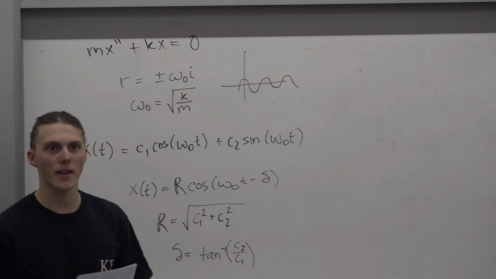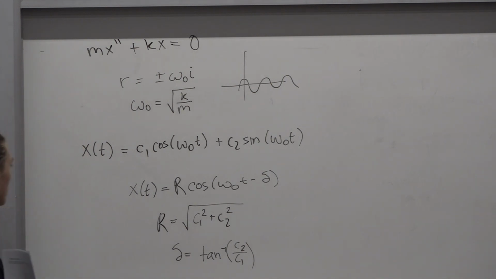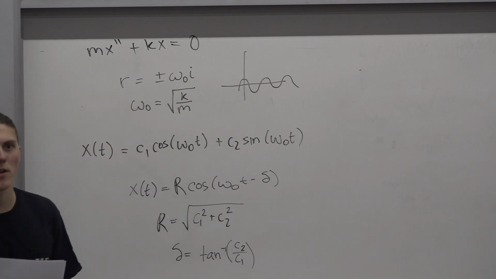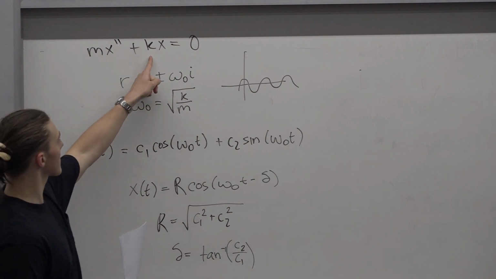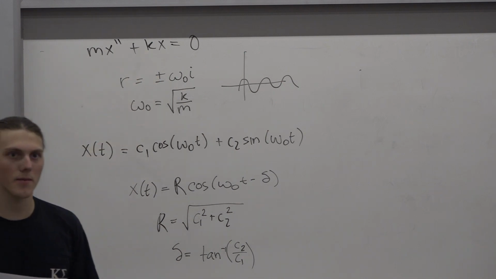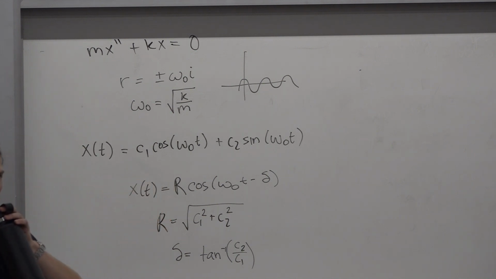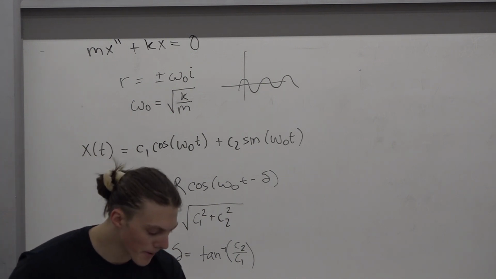Yeah, what's up? For the r equals plus or minus omega naught t, is that the i? What does the i mean? Imaginary. It's a complex number. It's always complex because k is always greater than 0. So why is that always complex then? It's always greater than zero.